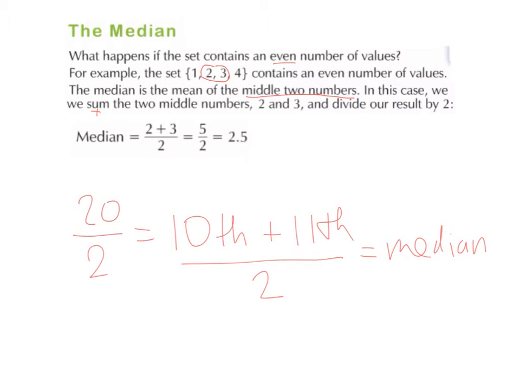So when we have an even number of values and we want to find the median, we just straight away divide by 2. And whatever we get, for example, the 10th value, we get the next one as well, add them together, divide by 2, and that will give you the median.